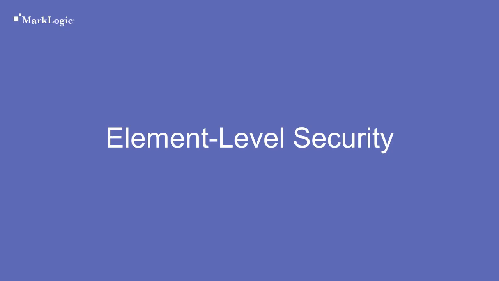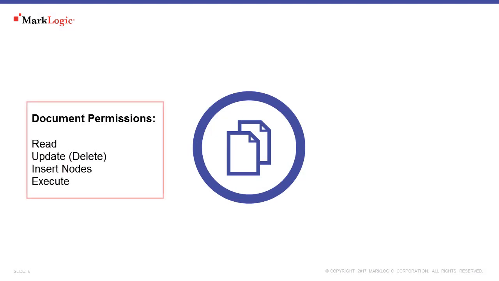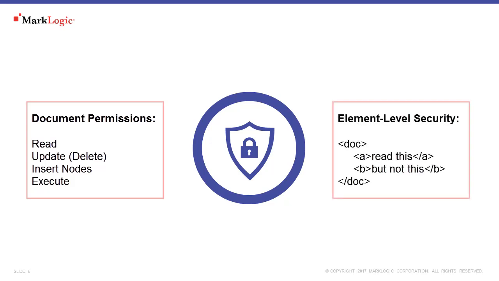So what exactly is element level security? When you load or update documents in MarkLogic, you manage permission metadata to define what roles can read a document, update and delete a document, insert new nodes into a document, or in the case of code, what roles can execute a specific module. Document level security is powerful, and for some use cases it's all that you need, but sometimes it's necessary to implement a security model that is a bit more granular than the document level alone. Element level security is available in MarkLogic 9 to provide control at the XML element or JSON property level.